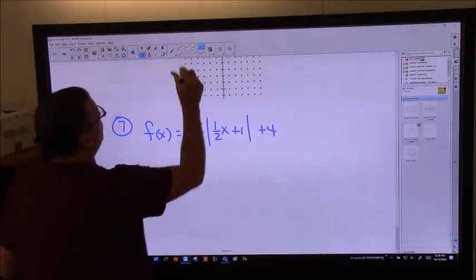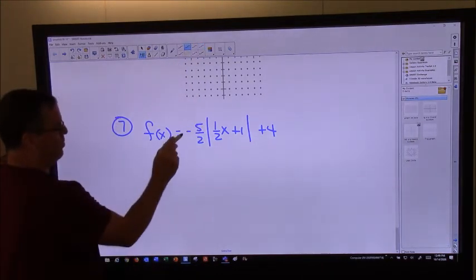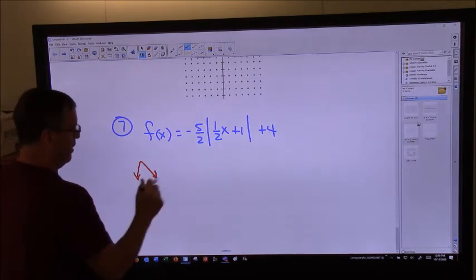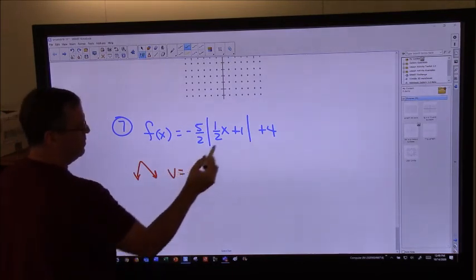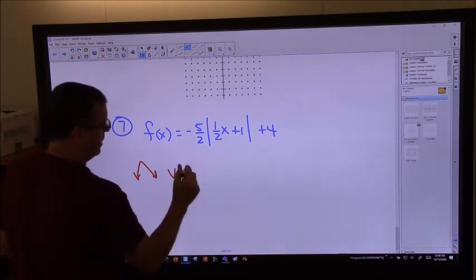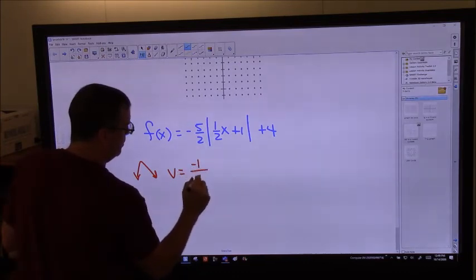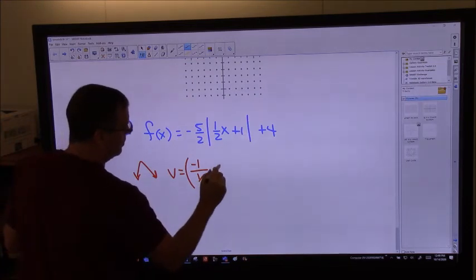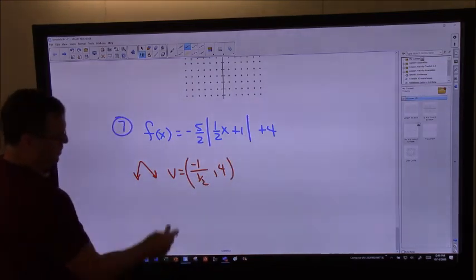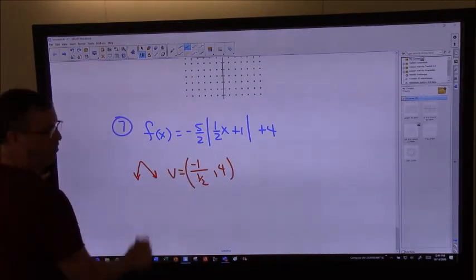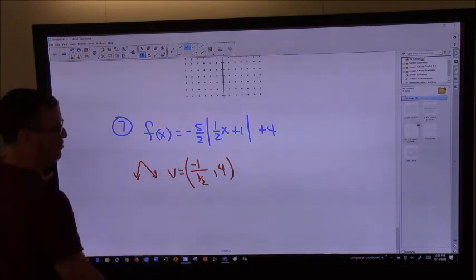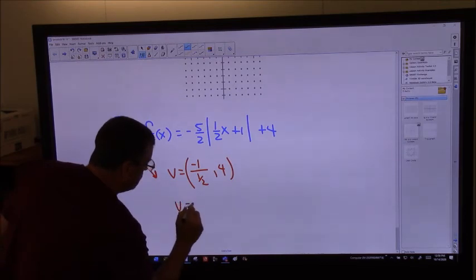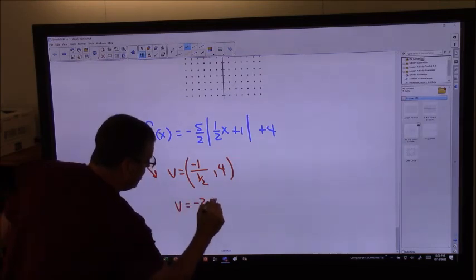All right, so I know it opens down. When I find the vertex, I'm going to do opposite of this divided by this. So a -1 divided by 1/2, comma 4. To divide by a fraction, you've got to flip it over and multiply, so that's really just going to be a -1 times 2. So the vertex is at -2 comma 4.